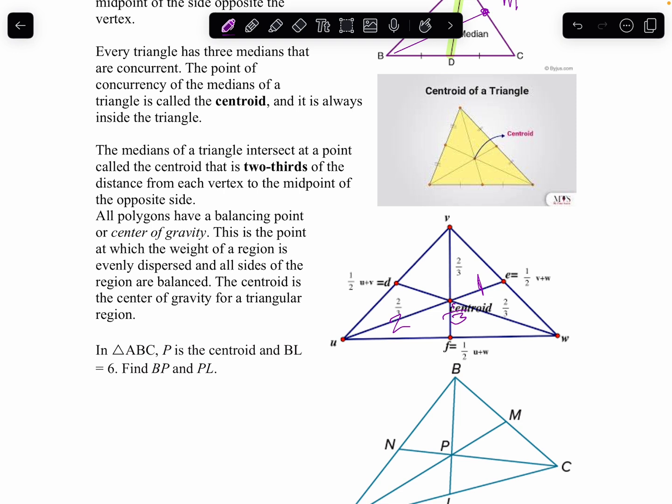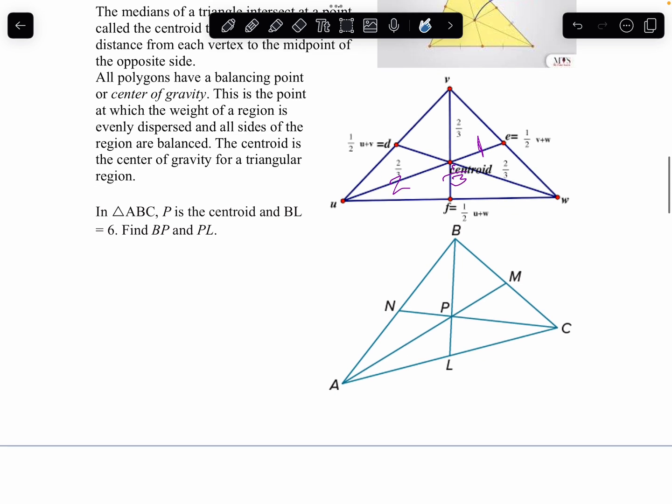So now, on our example here, let's apply that. We know P is our centroid. So our centroid cuts this line segment into a 2-to-1 ratio. And I know the whole length is 6. B to L is 6. So if I take 1/3 of 6, I get 2. If I double that, that'll be your 2/3 ratio. B to P is 4.